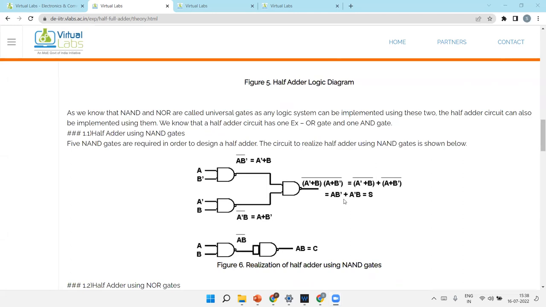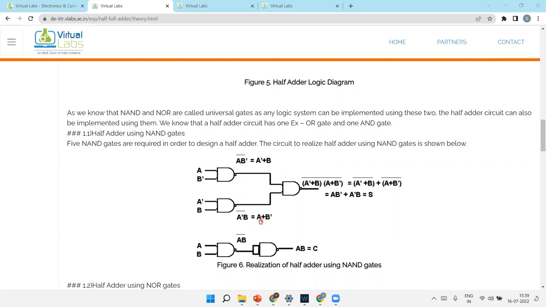So this equation, if you use the De Morgan theorem, you can write this as A bar plus B dash, plus A plus B dash, dash. Okay. And this equation can be written as A bar plus B multiplied by A plus B bar, whole bar. Okay. Now A bar plus B here, A plus B bar, both are multiplied through a NAND gate. Okay. So in this way, you will get A into B dash, bar. Bar means A bar plus B by De Morgan theorem. Here A dash multiplied by B, the whole dash due to the NAND gate.